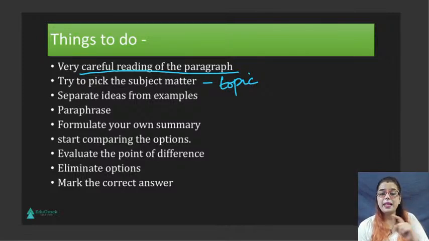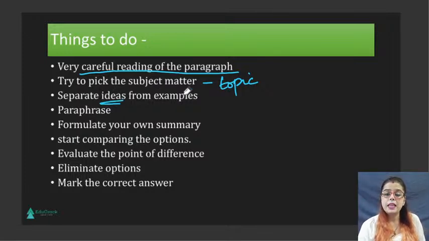Then separate ideas from examples. When we are looking at summary of a question or summary of a passage, we need to identify the ideas. The examples will only confuse us, right? When we are looking to solve a question, examples are there only to make a point clear. They are the part of the passage which is going to confuse you when you are trying to summarize it, especially if there are many options, right? So separate the ideas from the examples. Examples are supposed to be ignored when you're looking for the summary.